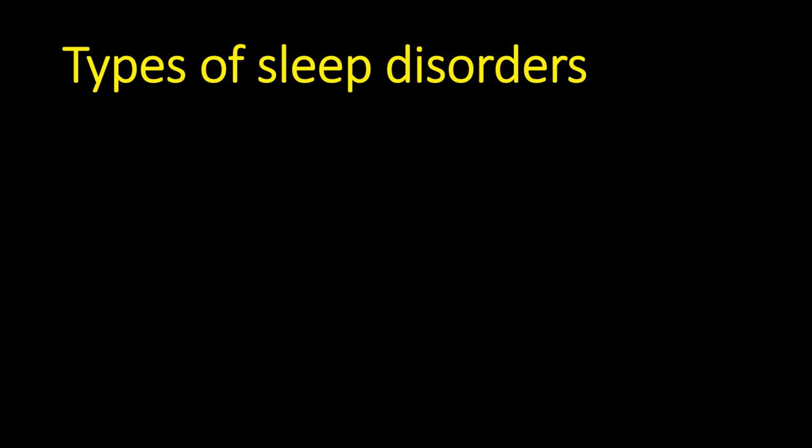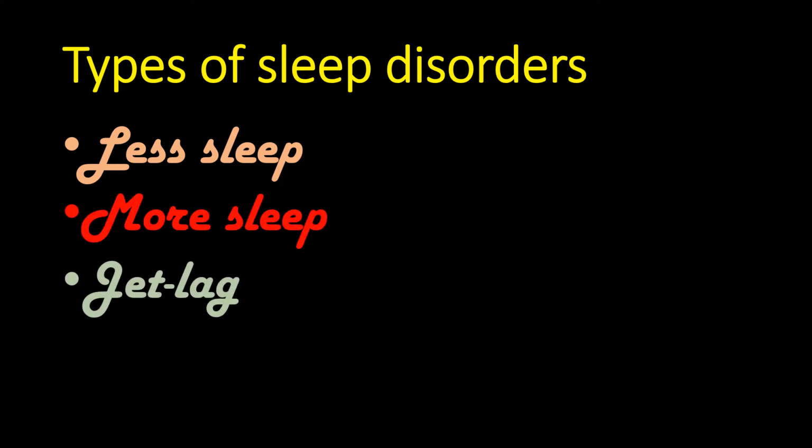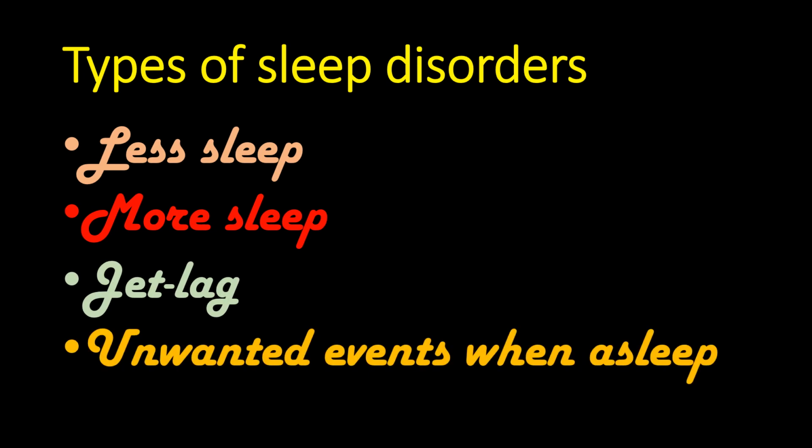With regards to types of sleep disorders, we can simply classify them as the child having less sleep, more sleep, a jet lag kind of sleep, or unwanted events during sleep. This is a very simplified format of classifying a sleep disorder. But when we go into any book, we have this existing classification. Sleep disorders in children have been classified by the International Classification of Sleep Disorders, version 3, which was published about 3 to 4 years ago.